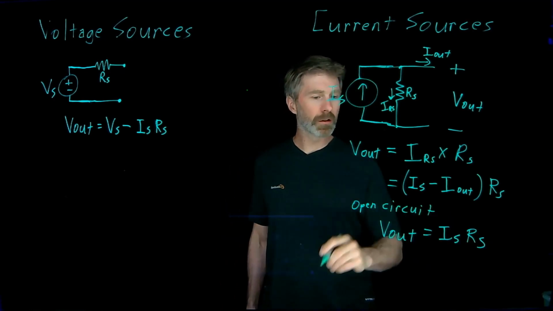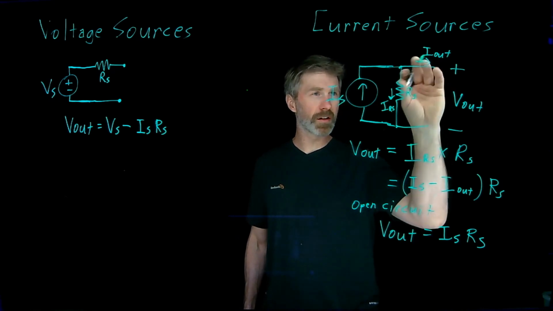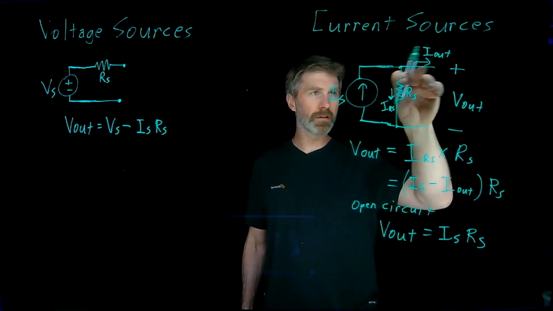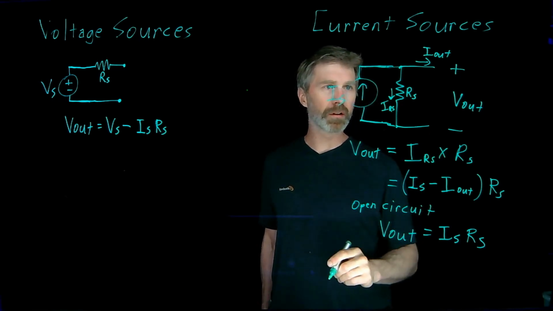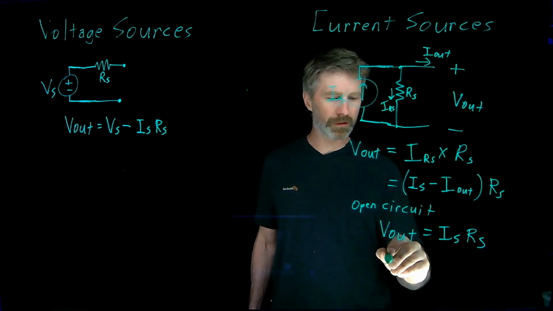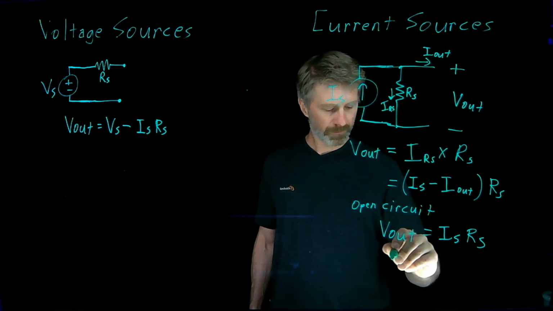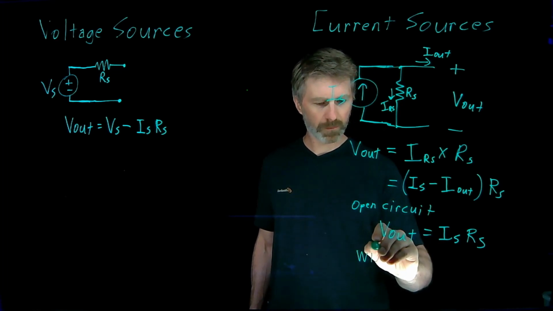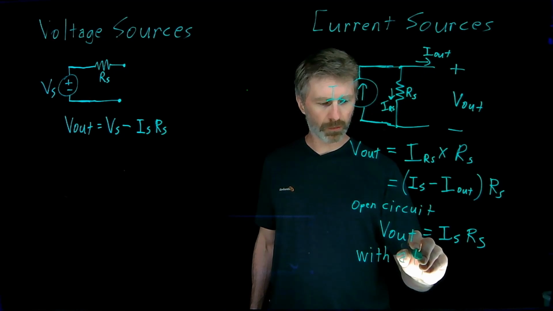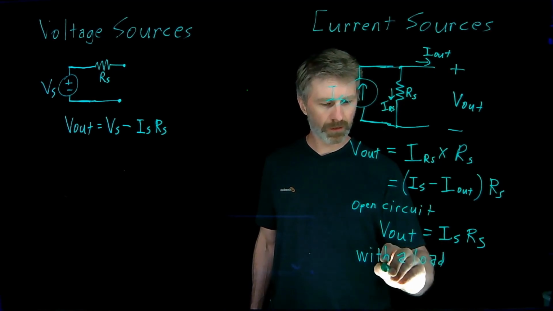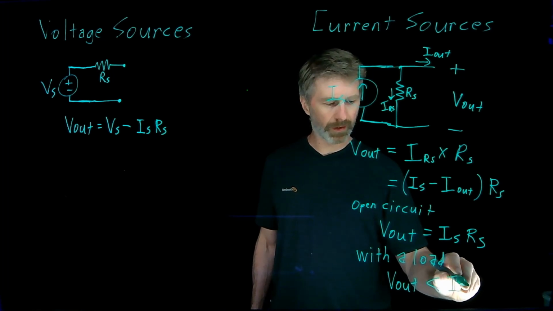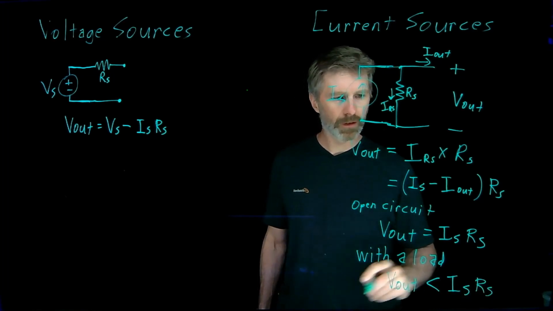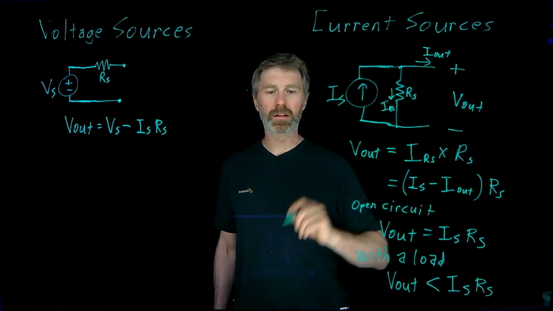But as that load gets bigger and bigger, so if you connect something here and you actually have some I out current, as that current gets bigger and bigger, then V out is going to get smaller and smaller. So with a load of any kind, V out will always be less than that IS times RS. So you can see that RS sets the limit for what your V out voltage can be.